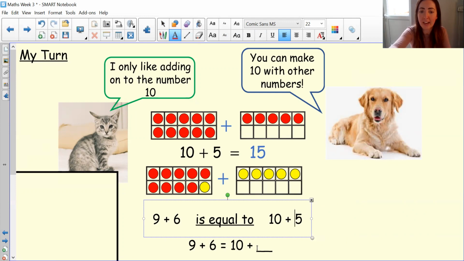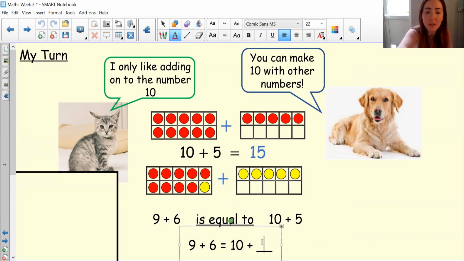How interesting. We write it down here as well. 9 add 6 is equal to 10 add 5. And we know that 10 add 5 is 15. So if we know 10 add 5 equals 15, then 9 add 6 must also equal 15. What an interesting new way of working it out.